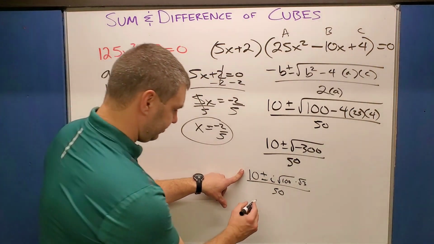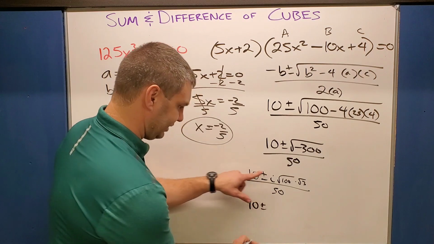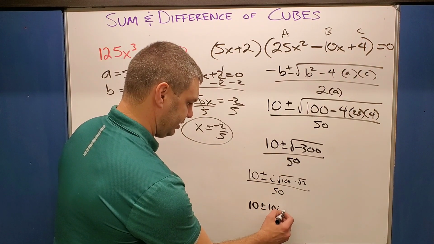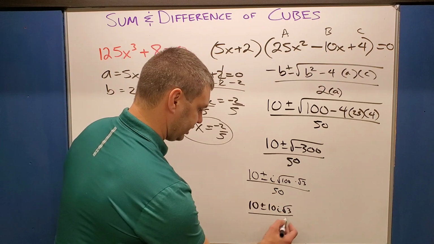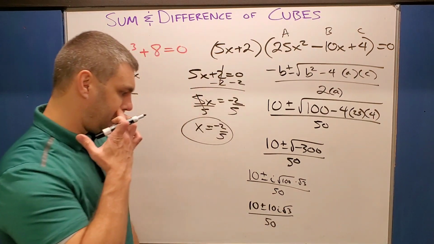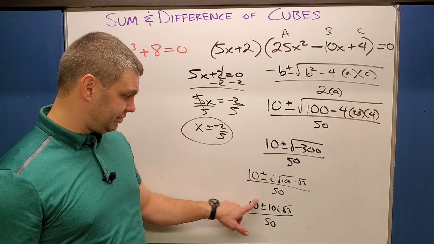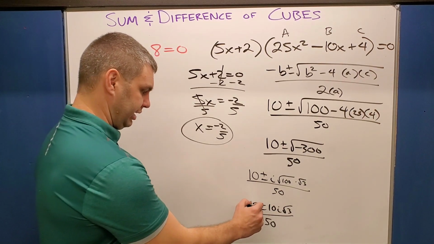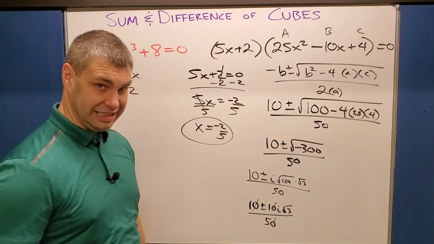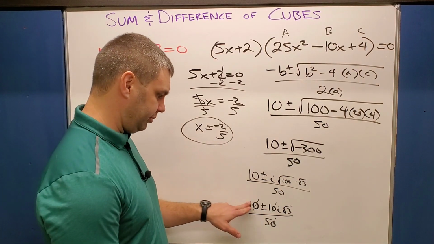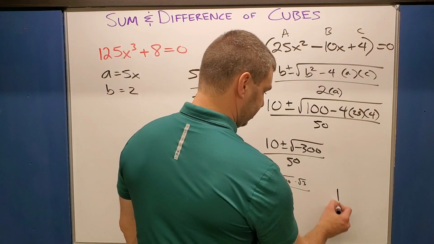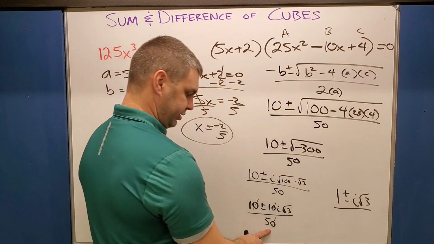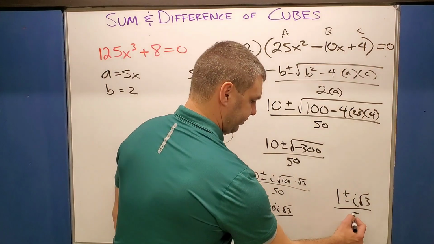So I'm going to have 10 plus or minus, instead of i10, I like to put the 10 first and say 10i, and then the root 3. That's going to be over 50. Now, what can I simplify here? Well, the 10 and the 50 are all outside of my square root, and so the zeros on each of those are going to cancel. And that's going to give me 1 plus or minus i root 3. Then the 0 and the 50 also cancel to give us 5.